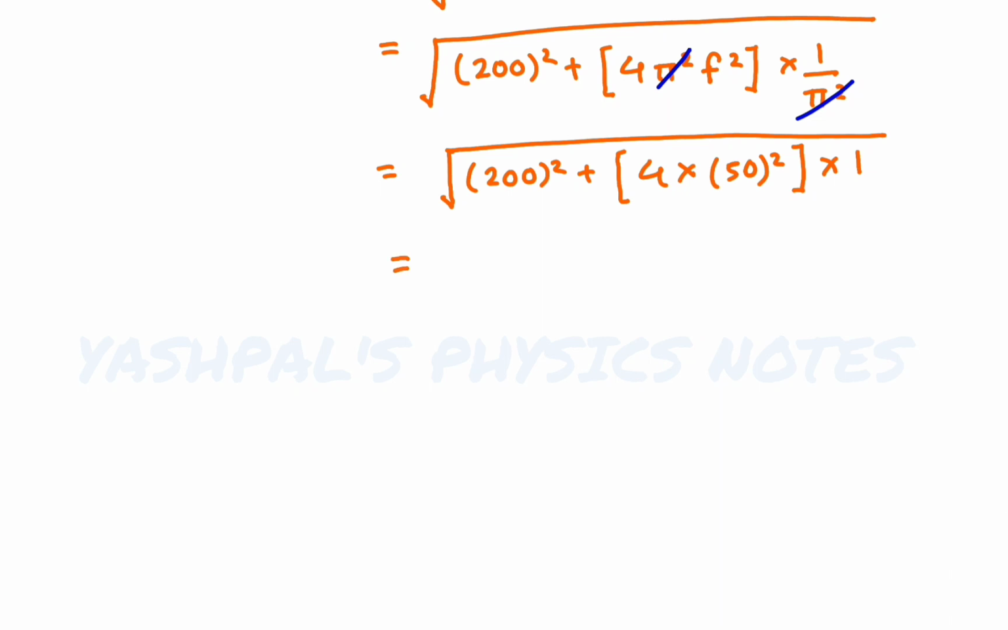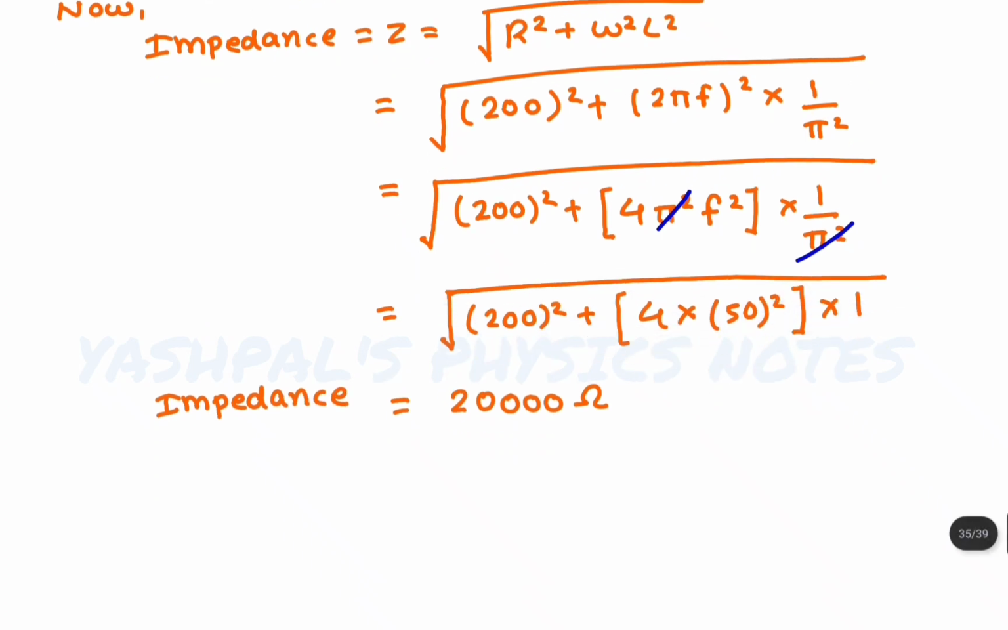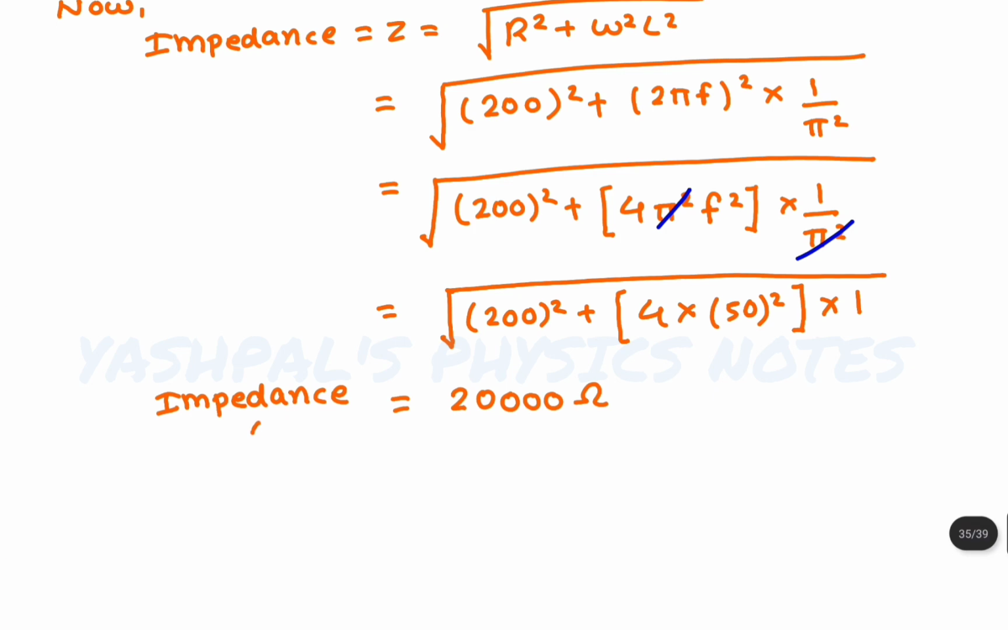Now if you simplify this, your answer will come out as 20,000 ohm. This is your answer if you solve with a scientific calculator. Impedance Z is equal to 20,000 ohm, or you can simply write it as 20 kilo ohm. So this is your answer.